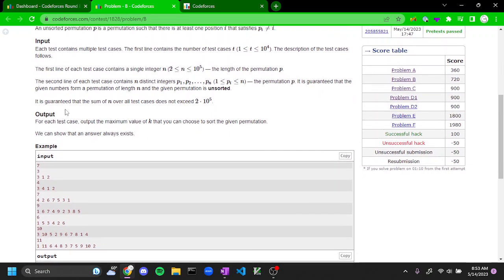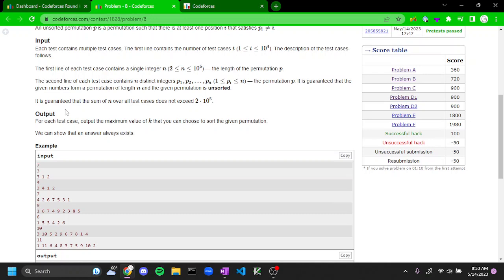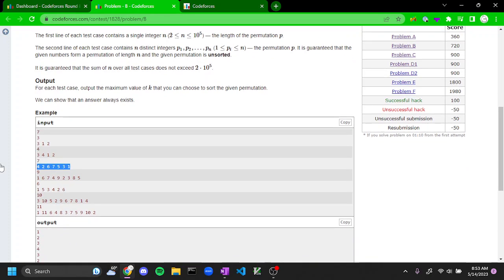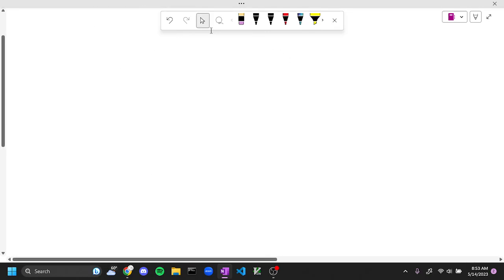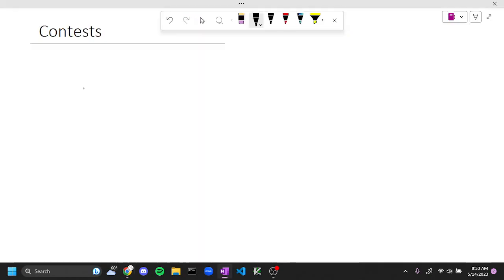So let's write this down. Let me use the third test case over here. I'm going to highlight it real quick. So let's say 4, 2, 6, 7, 5, 3, 1. Hold on, let me delete this real quick. Okay, so n is equal to 7, and you're given the unsorted permutation.